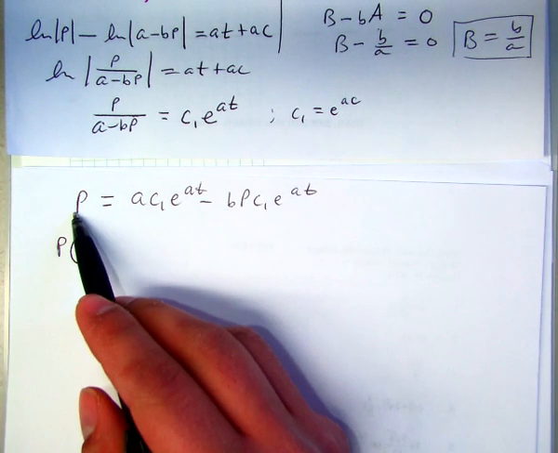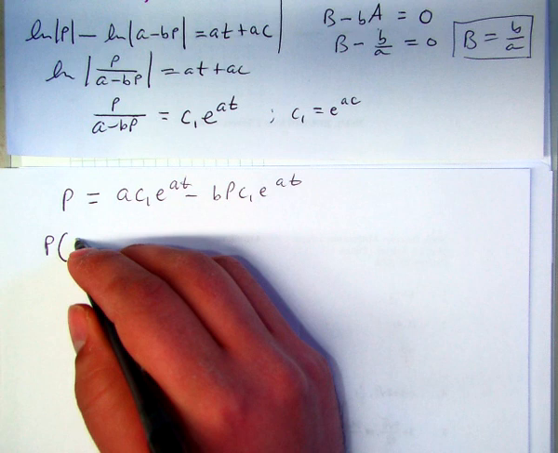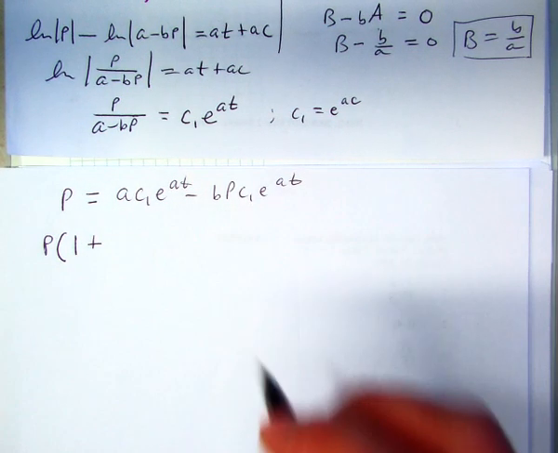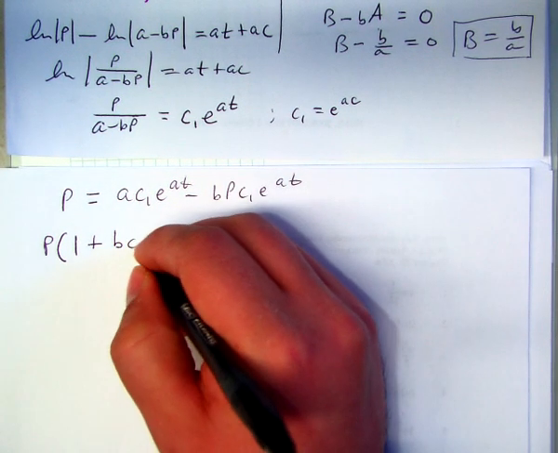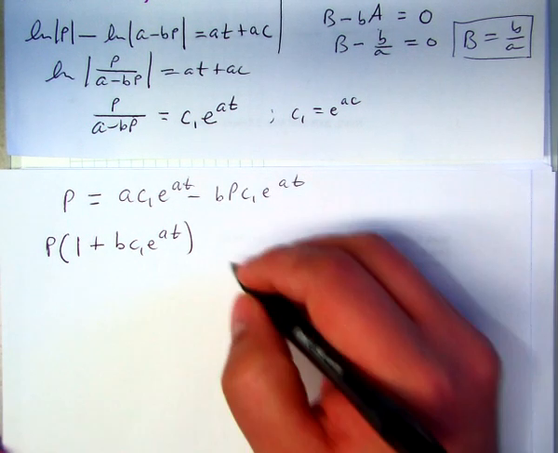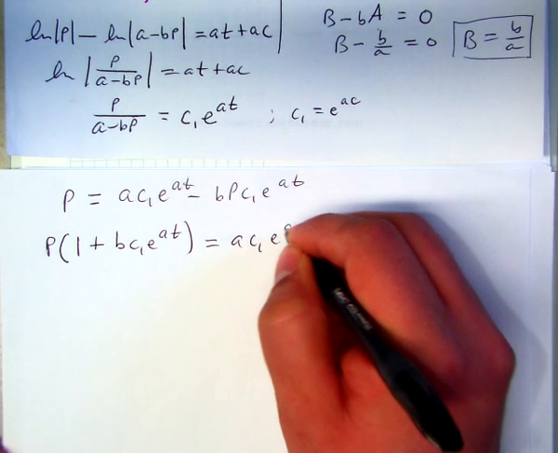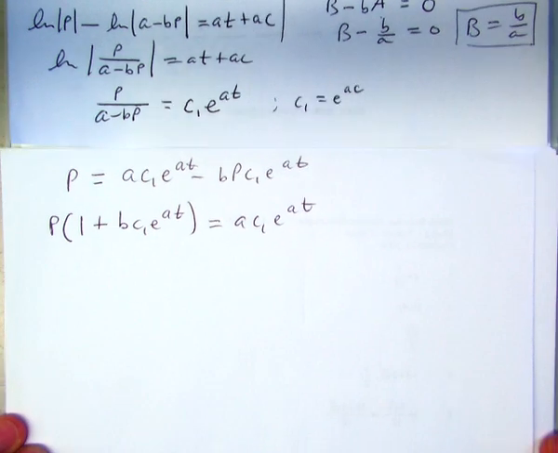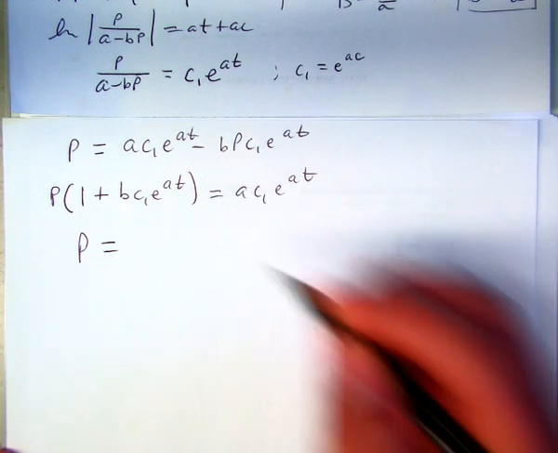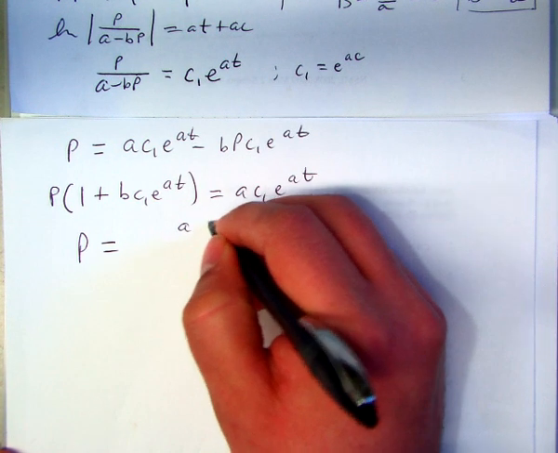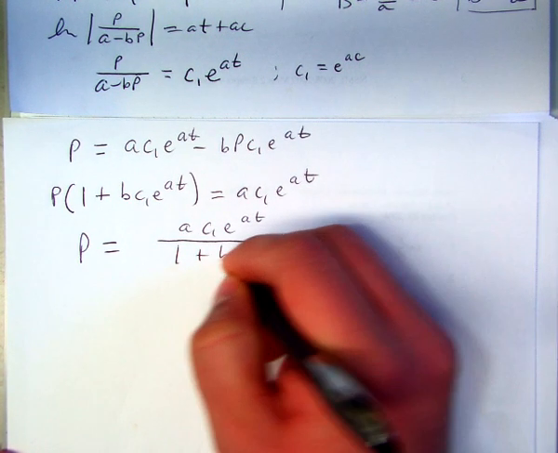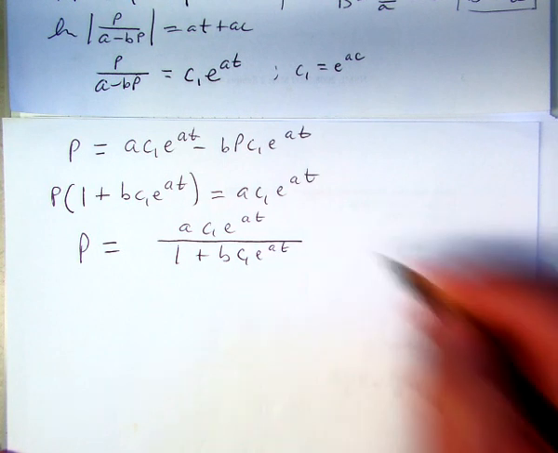So if I pull out a P from this P, all I get is 1. If I add this term over and I factor out the P, I get B C1 e to the AT. And that's going to equal AC1 e to the AT. And now we can get our solution. P will be AC1 e to the AT, divide by that factor, 1 plus BC1 e to the AT.